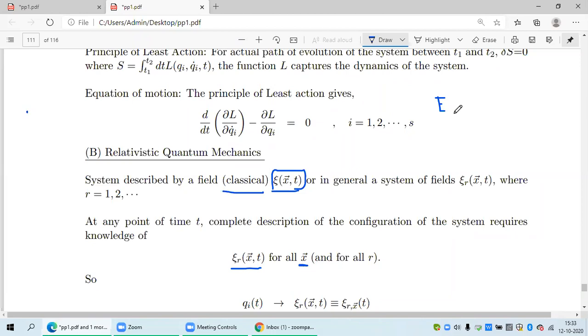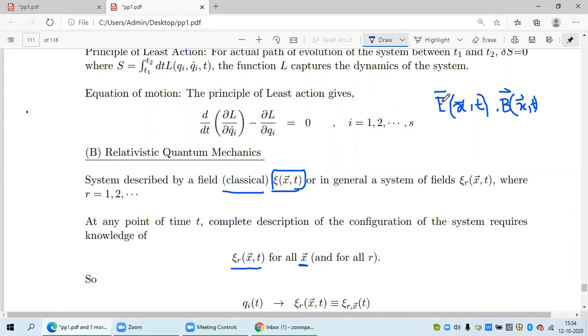Now, if you think of light as a wave, not as a particle like a photon, that comes later. If you want to describe light as a wave, that means light is an electromagnetic wave. That means at every point in space-time, there is an electric field and a magnetic field. And these are vector quantities.